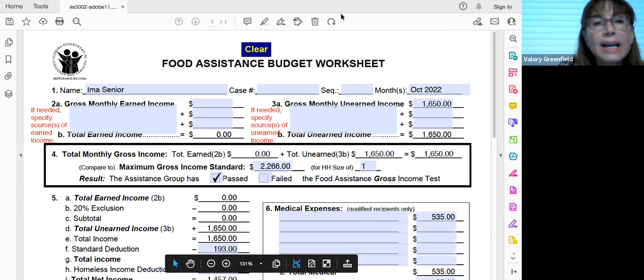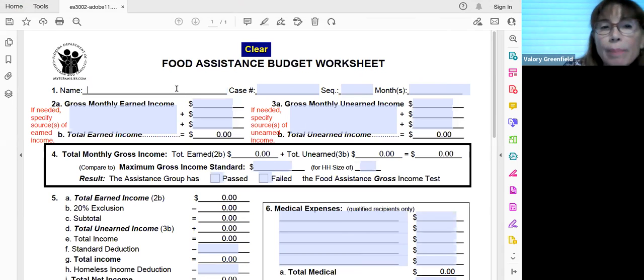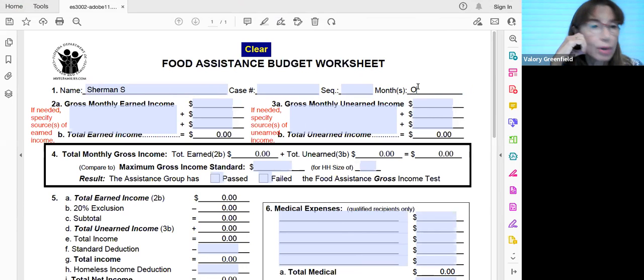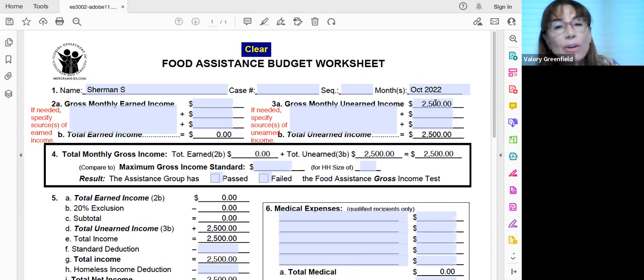Okay, we're gonna hit the clear button at the top. And it goes back to blank. And Cindy's gonna put Mr. Shepherd's name in there, Sherman Shepherd at number 1. And over on the far right, she's gonna stick October again. This gentleman has gross unearned income of $2,500 in disability benefits. He does not have any earned income.